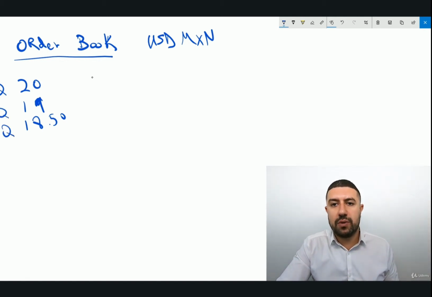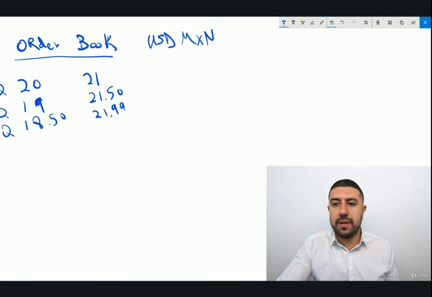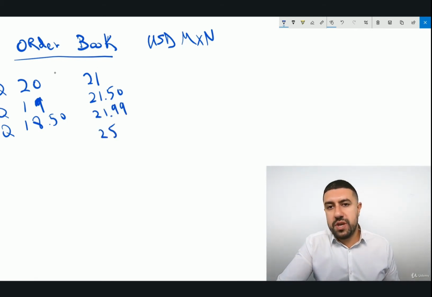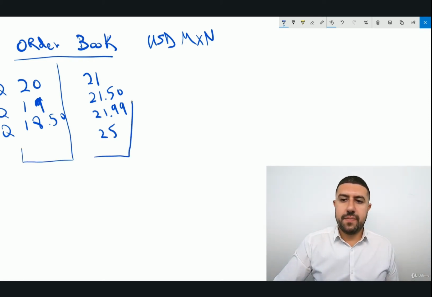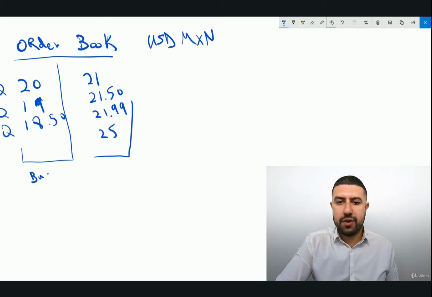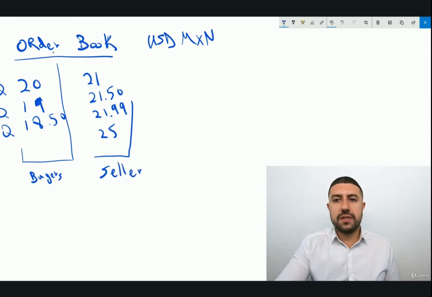And then you have sellers as well, right? Somebody might want to sell at 21. Somebody else might want to sell at 21.50. Somebody else at 21.99. Somebody else at 25. So here you have the buyers, and here you have the sellers. Now, what we're going to call this is the order book, because it has all the orders for all the people who want to buy and sell.